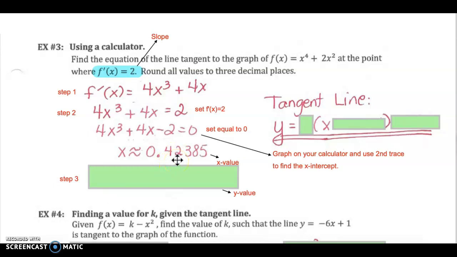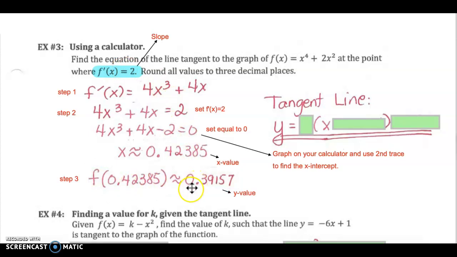0.42385. And it says to round all values to 3 decimal places, so I'm not sure why she did not do that, but it's okay. It'll be more approximate anyways if we do the 3 decimals over here when we do the actual tangent line. So step 3, we're going to plug this x value into our original function because we want the y value now. So we've already got the slope, we've got our x value, now we just need our y value.